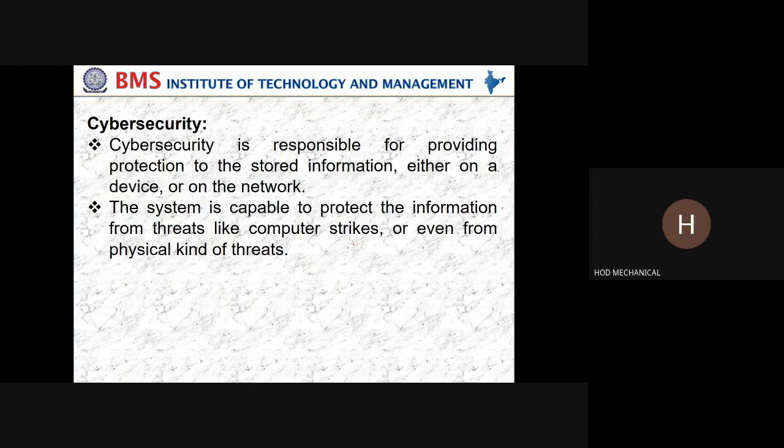Okay, that it is not going to be hacked by the other intruders. Okay, that is the main component.